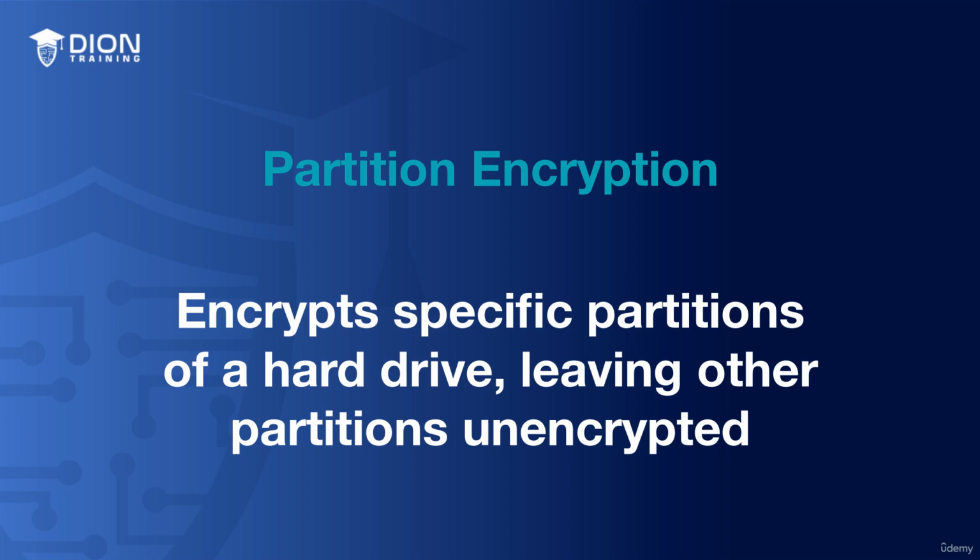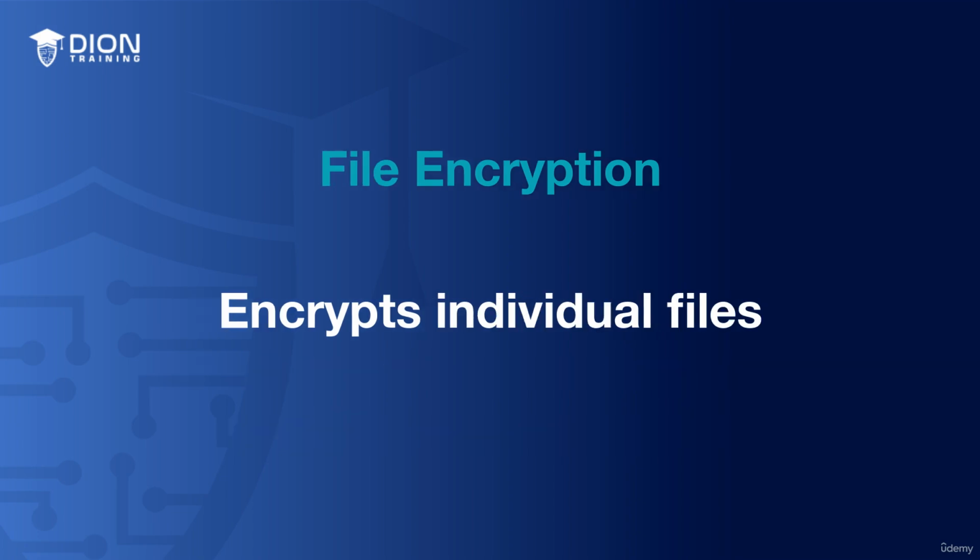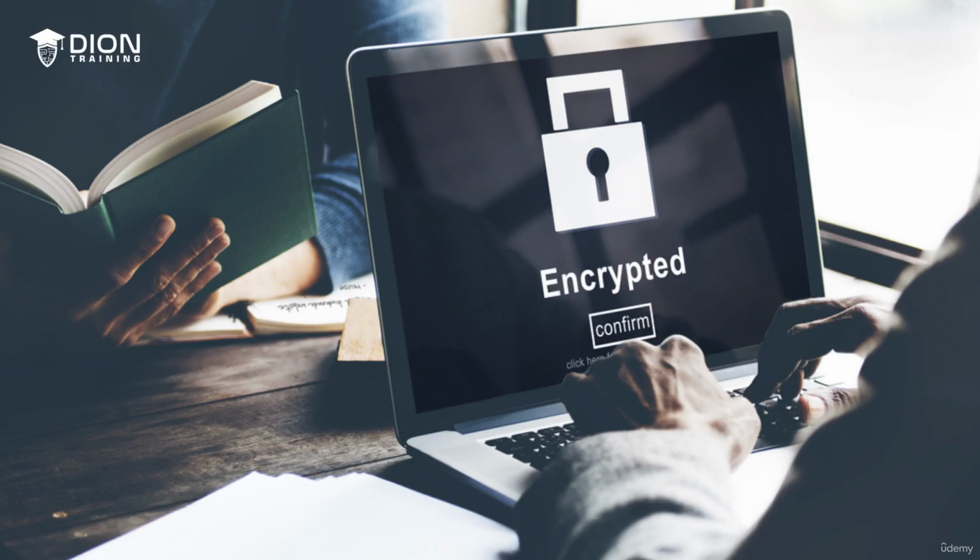Next, partition encryption. This method only encrypts specific partitions of a hard drive, leaving other partitions unencrypted. For example, you can encrypt the D drive on your workstation because it includes sensitive work information that you do not want other people using your workstation to access. Next, file encryption. This method encrypts individual files. It's often used when specific files need to be secured. For example, encrypting a file on your workstation that includes the secret codes to your GTA cheats.